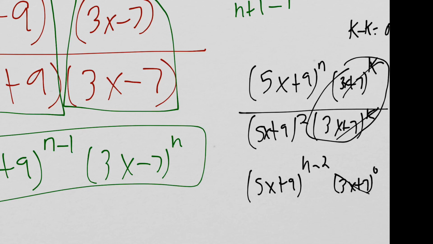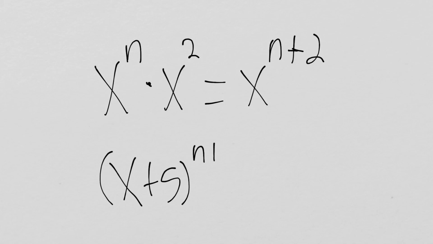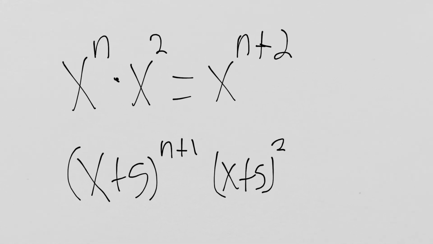So it's going to be the same idea with our other rules. If I have x to the n times x squared, that's just going to be x to the n plus 2. And you should always do a simplification like that to make your expression more simple. All right, if I have x plus 5 to the n plus 1, and then I multiply by x plus 5 squared, okay, well then we have to add those exponents together, and that's going to give us x plus 5 to the n plus 3, right? N plus 1 plus 2 more is going to give us n plus 3, okay?